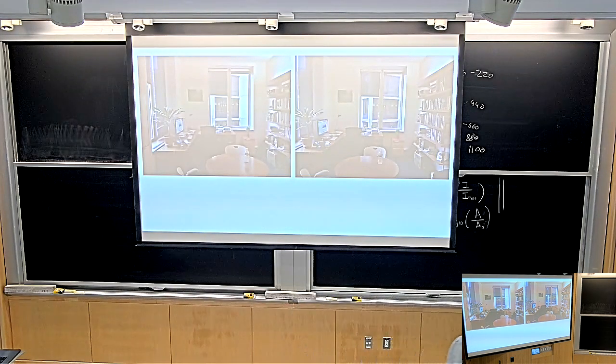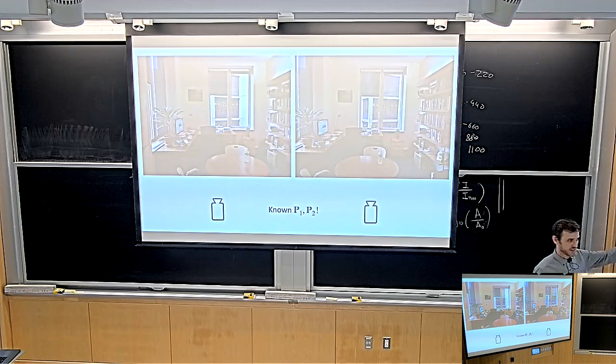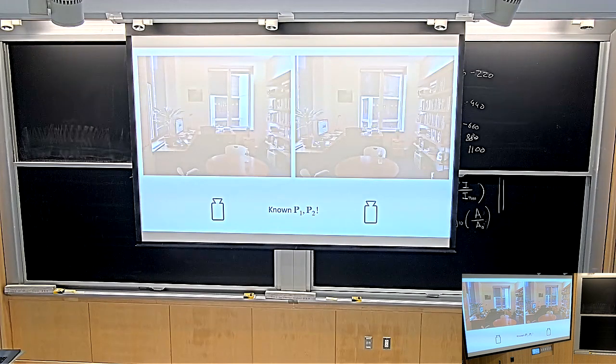Let's start with the topic of triangulation. So let's say this is Antonio's old office, as I told you last time. Let's say this was taken from 2 cameras. Assume that we know the camera poses. Actually, this is a little bit confusing. I said known P1, P2. This kind of assumes that there's a world coordinate frame, right? And we have the camera poses of both cameras relative to the world coordinate frame.